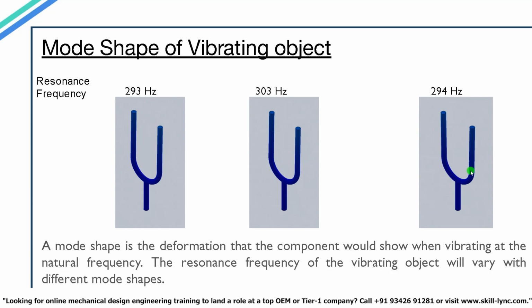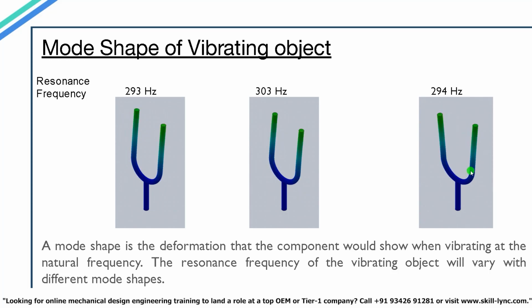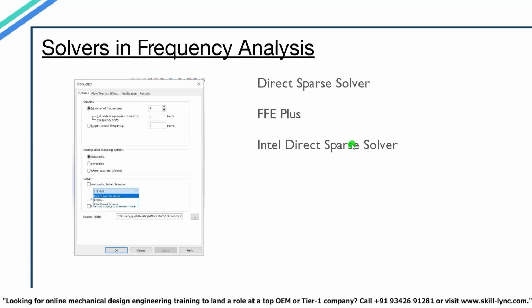The next topic we will be talking about is the mode shape during vibration. A mode shape is the deformation that the component would show when vibrating at the natural frequency. The resonance frequency of the vibrating object will vary with different mode shapes. There are three different types of solvers which are used to perform frequency analysis.